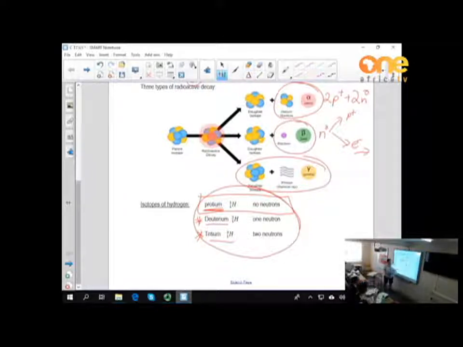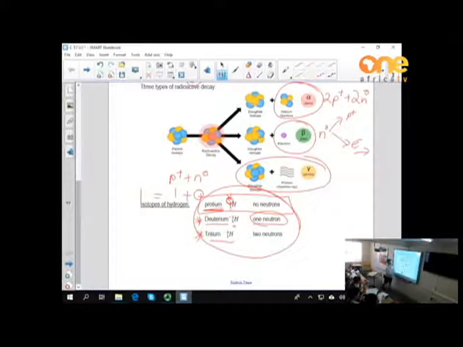It has one proton and how many neutrons? Zero neutrons. Remember, this number is the number of protons plus the number of neutrons. If the atomic number is one, there's one proton. If the mass number is one, then there are zero neutrons. Then, deuterium has one proton and one neutron, so the mass is going to be two.